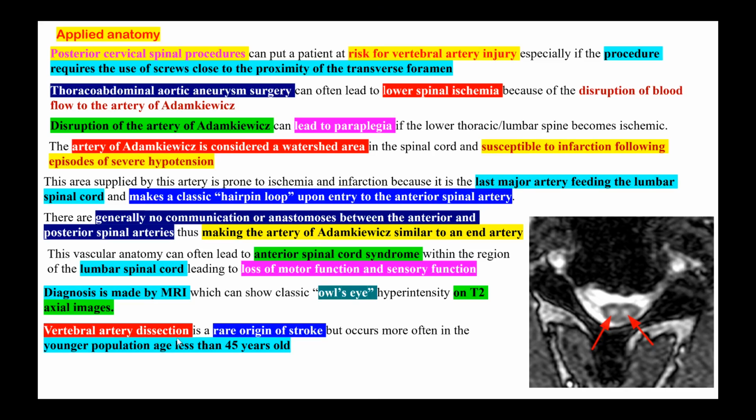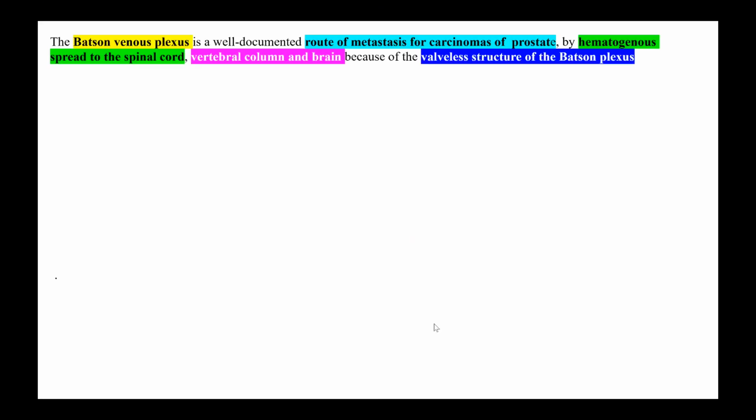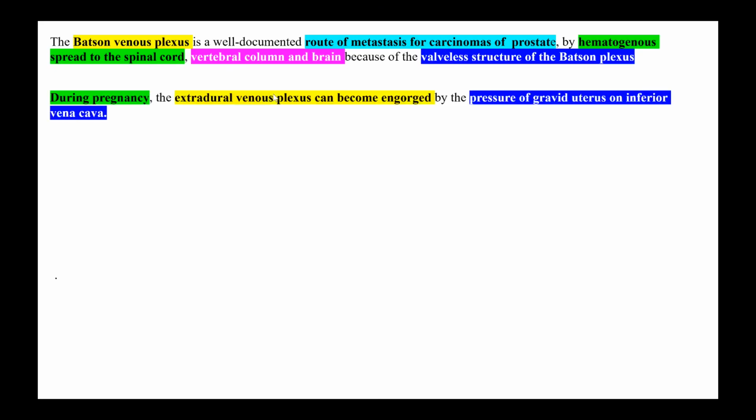And vertebral artery dissection, a rare cause of stroke, occurs more often in the younger population. It can occur from blunt trauma to the neck, like chiropractic manipulation, or from connective tissue disease. Batson's venous plexus is a well documented route of metastasis for carcinoma of the prostate, by hematogenous spread to the vertebral column and brain, because of the valveless structure of the veins.